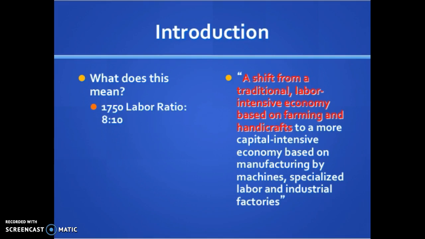For example, in the year 1750, the labor ratio was 8 to 10. Well, what does that mean? What that means is that it took 8 people working 12-hour days to produce enough food and clothing to supply 10 people. That's a very labor-intensive economy. It takes a lot of labor to provide food and clothing for not very many people.